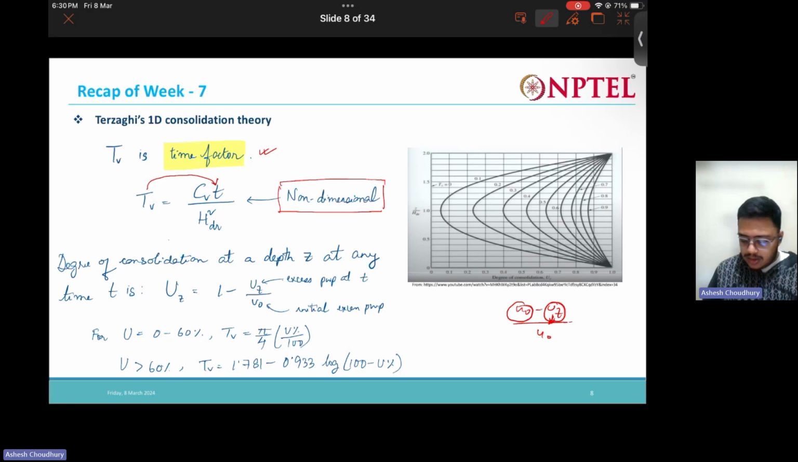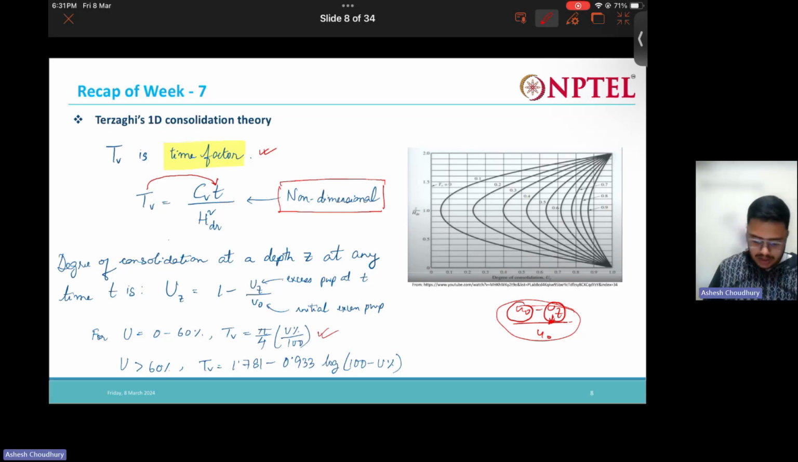So from this expression we can get the degree of consolidation, how much consolidation has occurred. It is the excess pore water pressure at time t at depth z, and the initial excess pore water pressure. If the degree of consolidation, capital U, is between 0 to 60%, then TV is given by this expression. Please remember this expression.